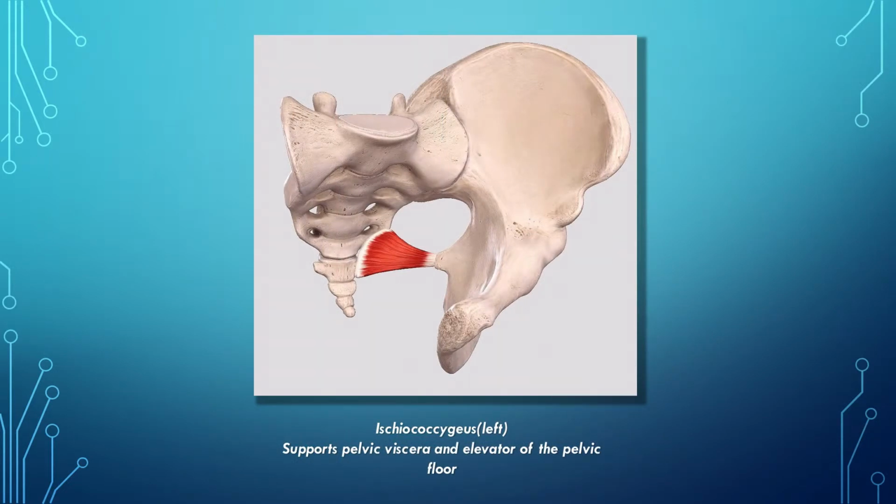Here we have the left-hand sided ischio-coccygeus. This supports the pelvic viscera and is an elevator of the pelvic floor.